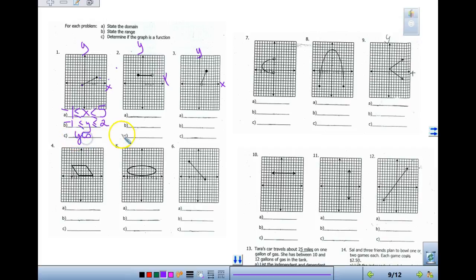Yes. So go to work, get started on these. You can work with your shoulder partner on them.